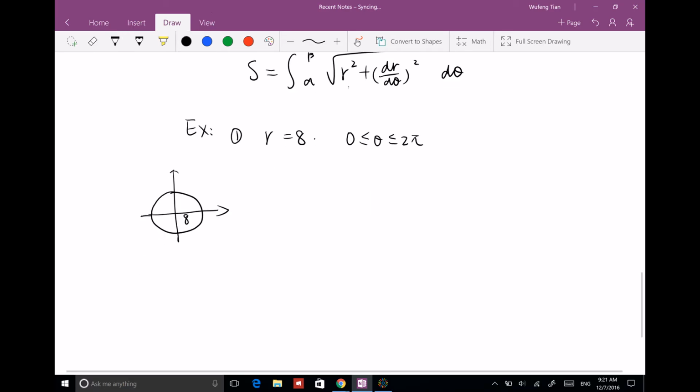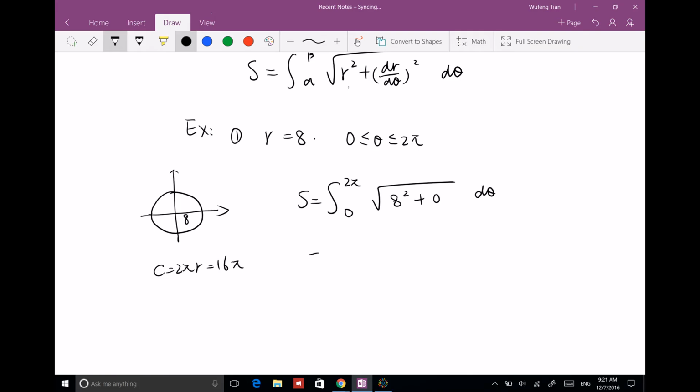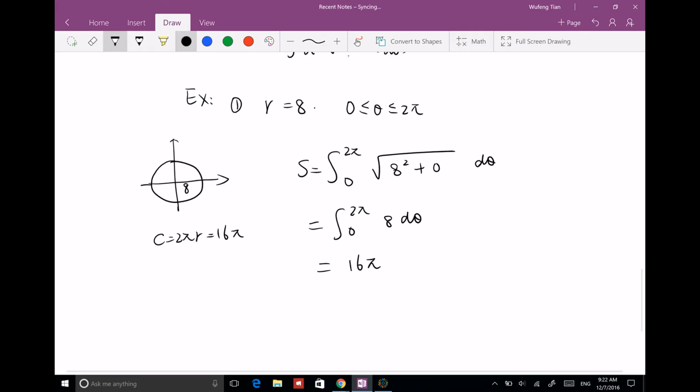Now for the circle, you know the circumference. The arc length of the circumference is C equals 2 pi r equals 16 pi, if I use the circumference formula. But now if I do this one, I'm going to use the dr d theta formula. So what do we do here? We can do S equals the integral from 0 to 2 pi of the square root of 8 squared plus dr d theta, which is no theta, so just 0, d theta. So it's the integral from 0 to 2 pi of 8 d theta. Then this is 16 pi, because I plug in 8 theta.